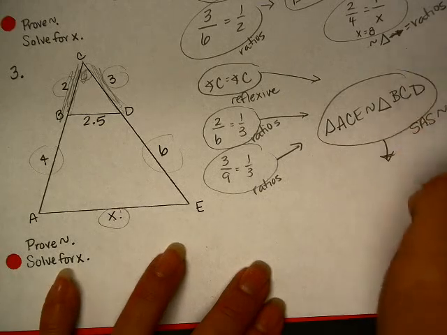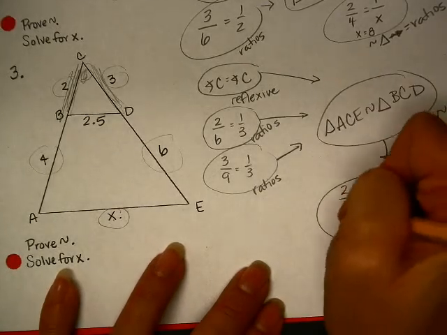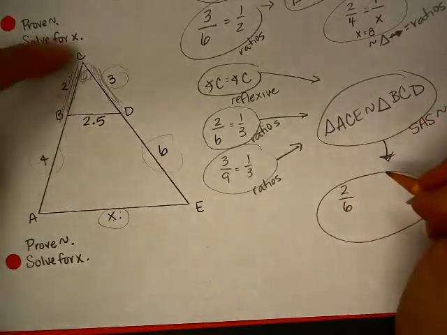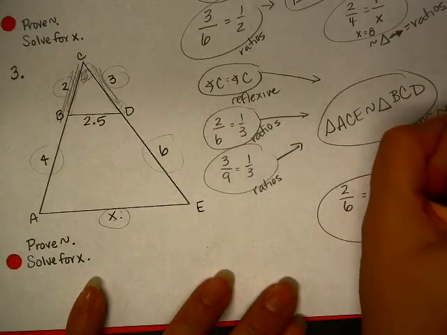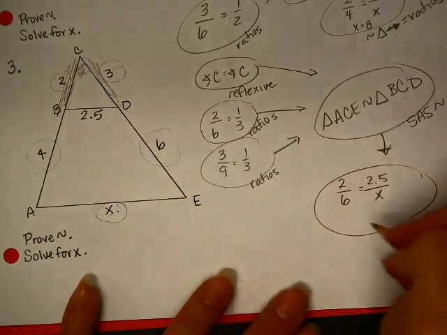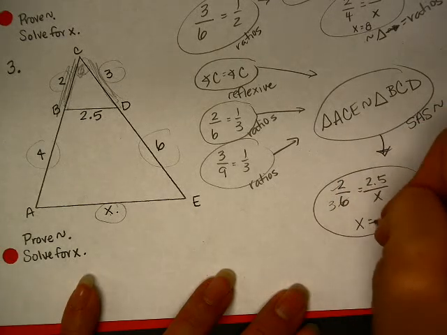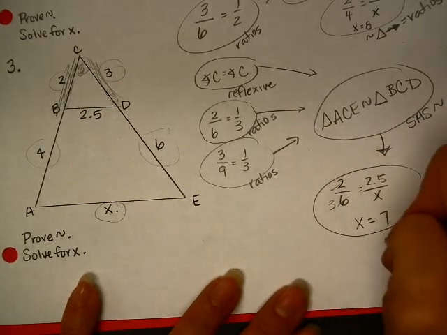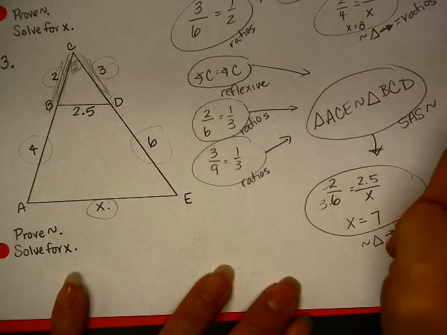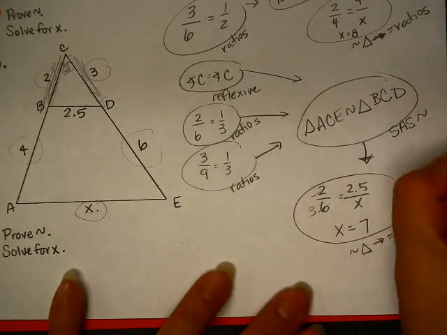Because those are true, I can set up a ratio of 2 is to 6, not 2 is to 4, but 2 is to the whole thing, 6, as 2.5 is to x. And so I can reduce those, and I get x is equal to 7. And the reason I can do that is similar triangles give us equal ratios.